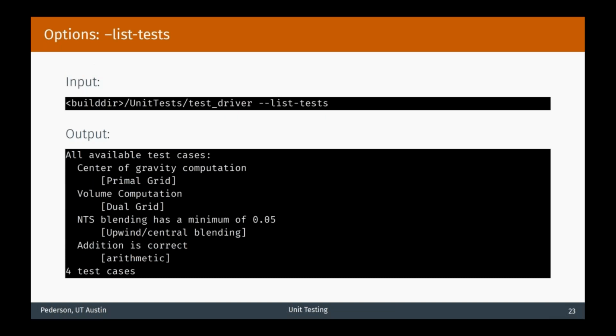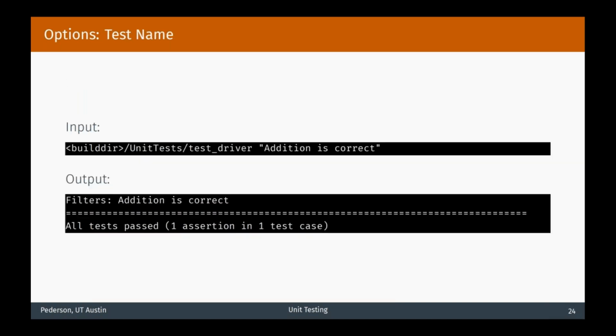So another option is to list tests, and this tells you all the tests that are available to run, both their names and the tags. And you can see here we have our "addition is correct" test that we added with an arithmetic tag. Next slide. Another thing you can do is add a parameter to the test driver, "addition is correct", and you'll see that it's only running the tests that match this test name. So it's only running our addition is correct test instead of the numerous test cases and assertions we had before. We're just running one assertion and one test case.